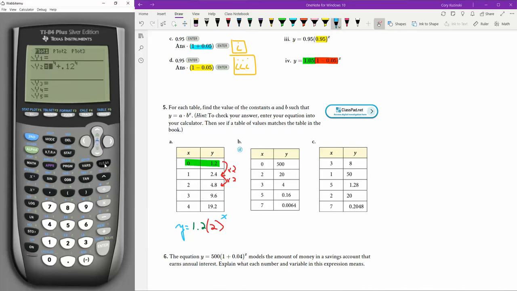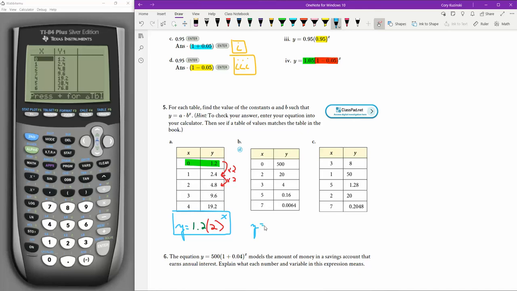Clear these equations, which weren't really equations. 1.2 times 2 to the power of x. Checking our tables: 1.2, 2.4, 4.8, 9.6, 19.2. So we got it. All right, let's do it again.